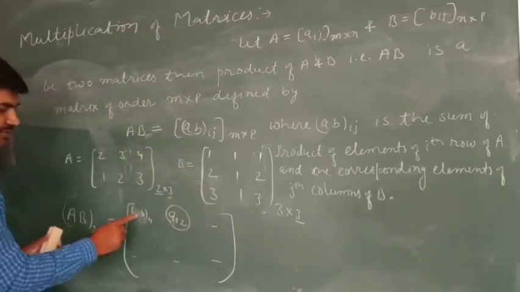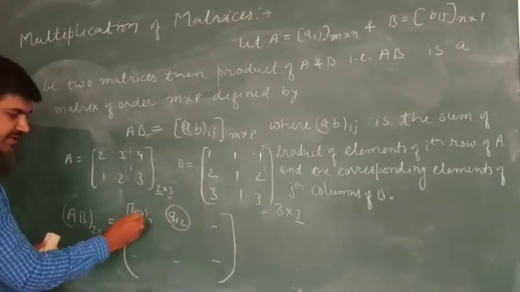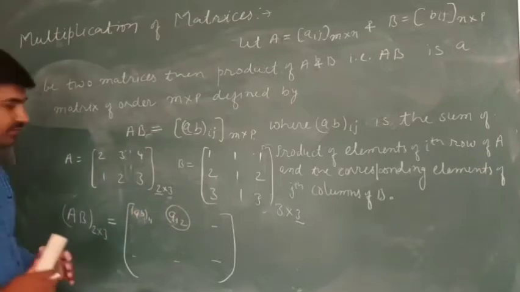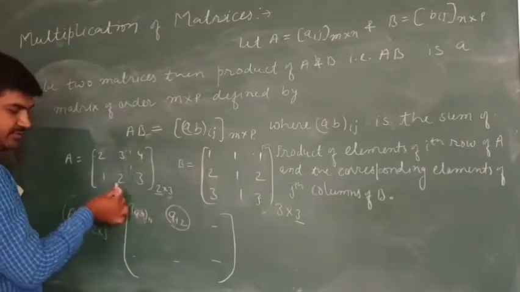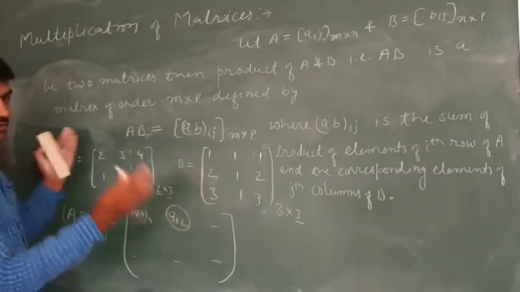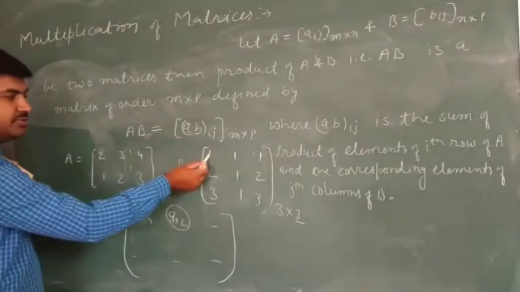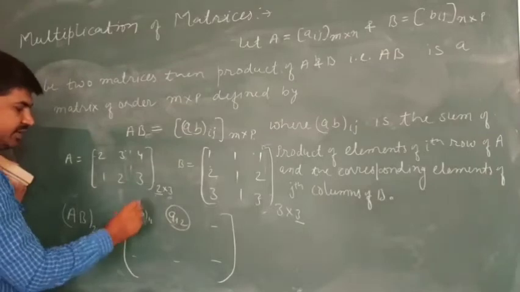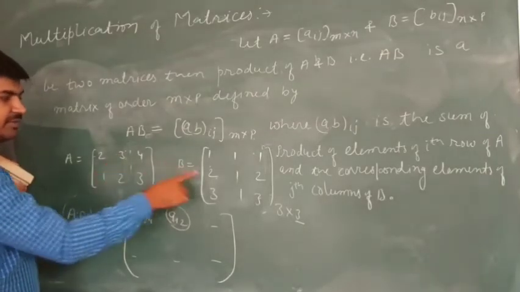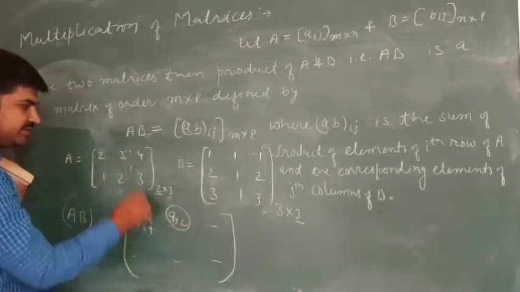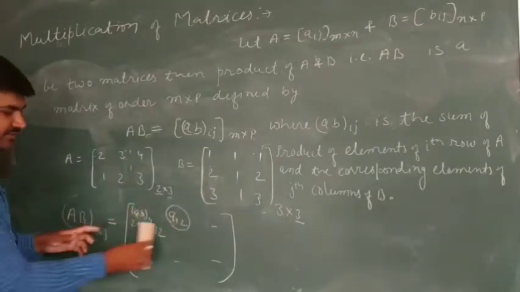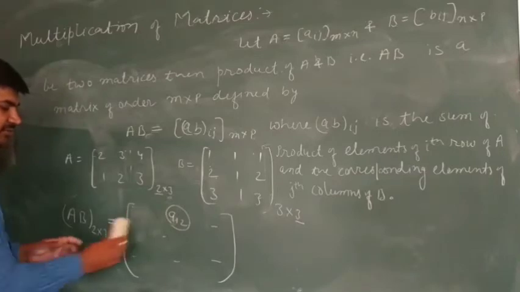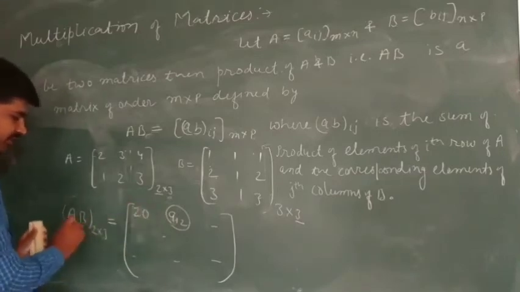So talking about the first element, that is AB11, how will AB11 be obtained? The first row of A and the first column of B, and the corresponding elements are multiplied. 2 multiplied by 2 is 4, plus 3 multiplied by 2 is 6, plus 4 multiplied by 3 is 12, and that's how 20 is the first element of AB. I can write here 20, the first element of AB.